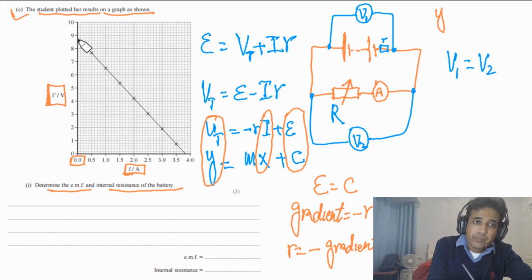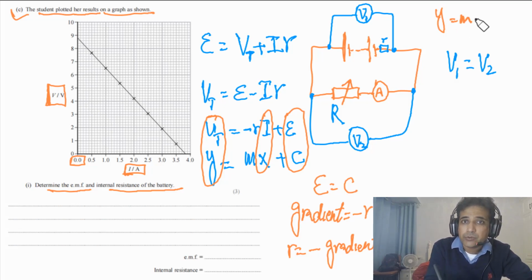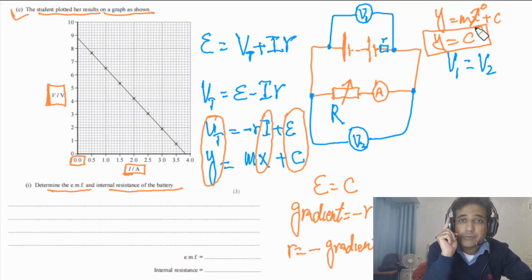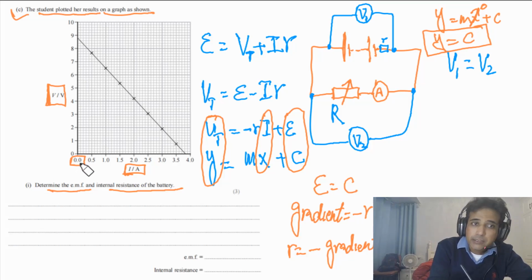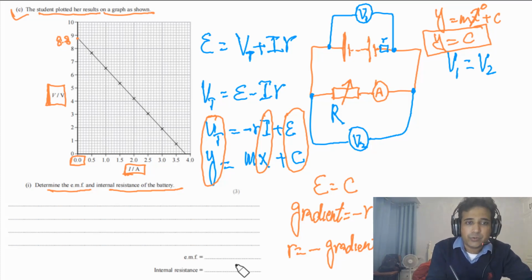When you read from the y-axis, if y is equal to mx plus c, this is very important for your paper 6 and paper 3 exam. y is equal to c if x is equal to 0. Then from the graph you can read directly. Otherwise you have to use the formula y is equal to mx plus c. So in this case, as the x-axis is starting from 0, we can simply read from here. And if you read this one, this is 8.8. So this is 8.8 volts. So EMF is simply equal to 8.8 volts.